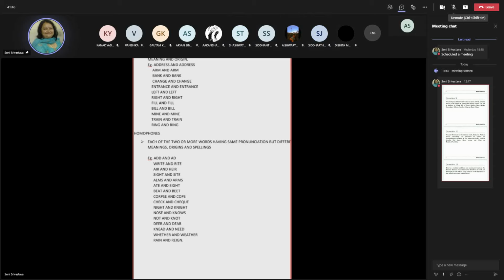Now, CHECK and CHEQUE. What is it? One is to check, to inspect, and the other is the cheque we write to transfer money.